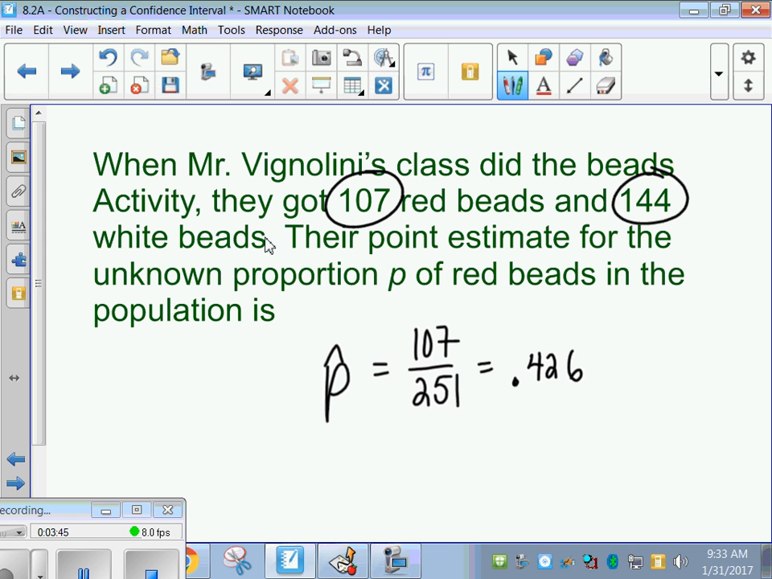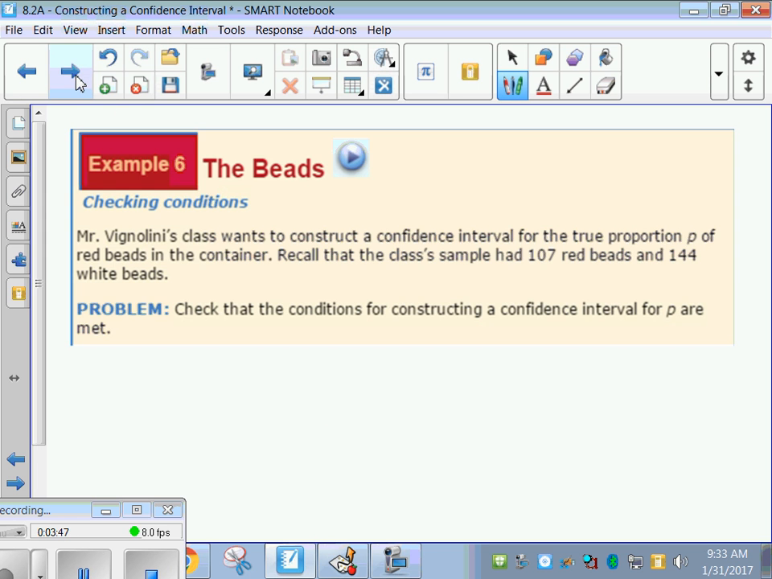So that's called our point estimate, and then we're going to be adding and subtracting a certain amount so that we can construct a confidence interval for what's in the actual container, the whole thing. All right, so Mr. V's class wants to construct a confidence interval for the true proportion p of red beads in the container. Recall the class sample has 107 red beads, 144 white beads, so we just did our p-hat. Check the conditions.